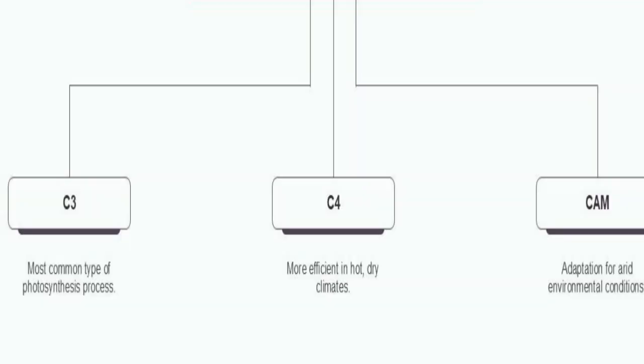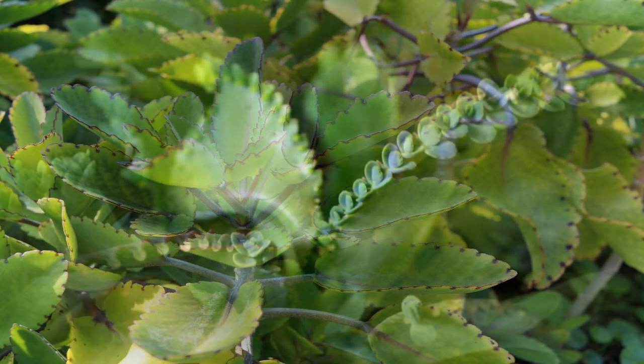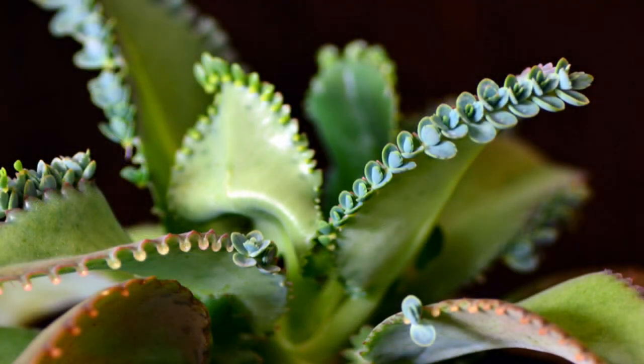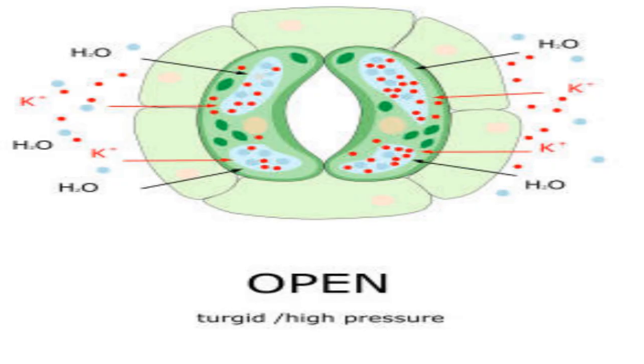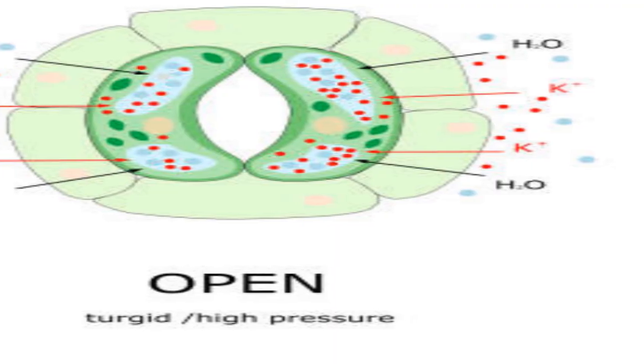Crassulacean acid metabolism, CAM. Some plants, especially succulents like Bryophyllum, have another special adaptation called CAM photosynthesis. These plants fix carbon dioxide at night in the dark when their stomata are open, reducing the water loss.